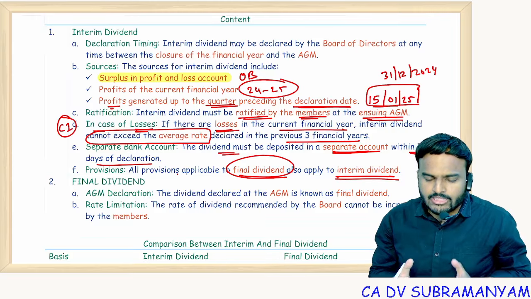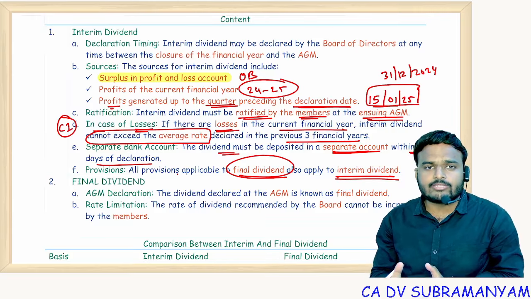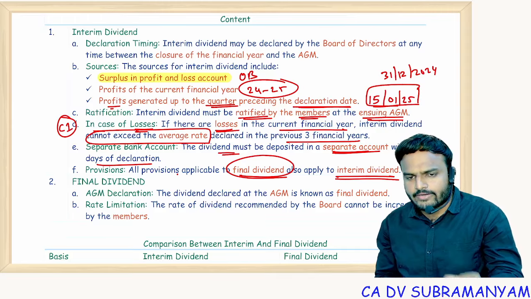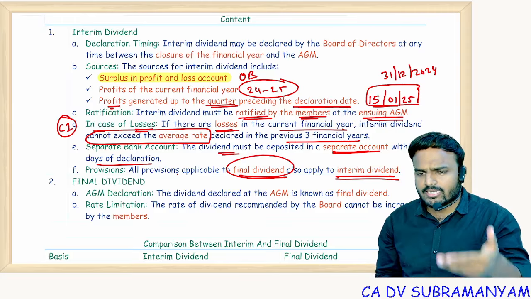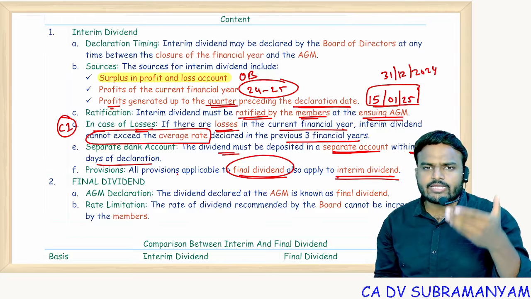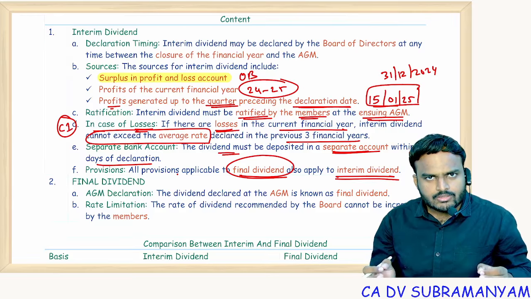See, if you remember the definition of dividends, dividend includes interim dividend. That means all the provisions that are applicable to final dividends are equally applicable to interim dividend. 1 or 2 exceptions are there, like recommendation and declaration of interim dividend is taken care of by the board of directors.